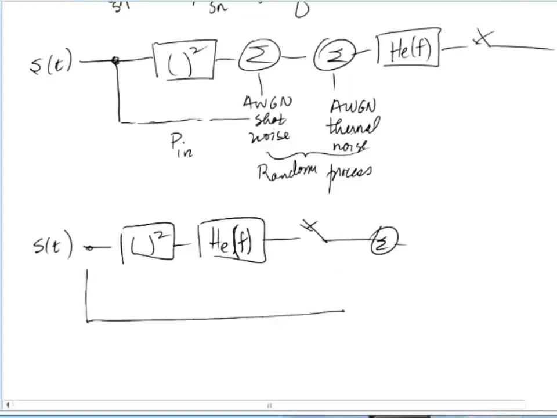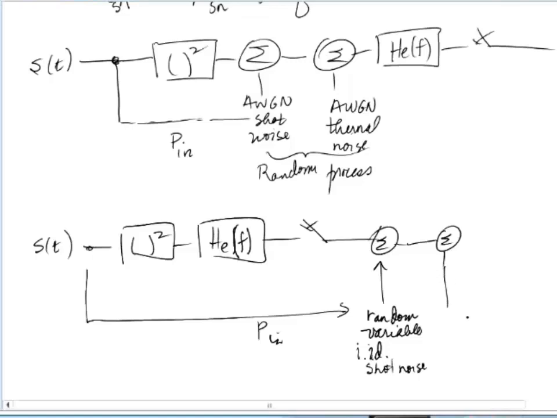So we'll still take knowledge of P in, and this knowledge of P in will be used to calculate a random variable. And typically these will be considered an IID sequence. They're independent due to the use of a filter which is Nyquist, and gives us independent noise samples. And one will be for shot noise, and one will be for thermal noise.